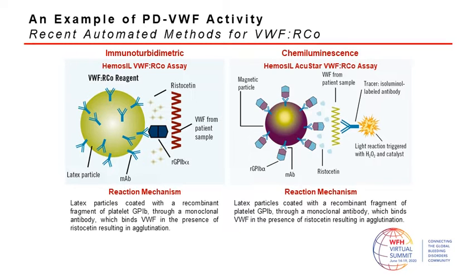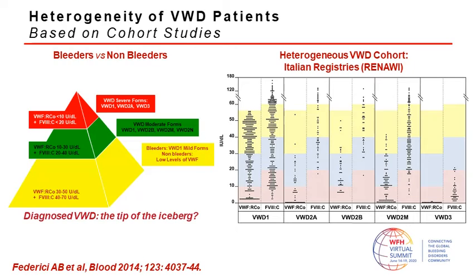And if you go to the other side of the slide, where you have the data we reported in the paper in Blood in 2014, you can also find that if we consider the different types, 1, 2A, 2B, 2M, and 3, inside each type we certainly have different levels of activity.